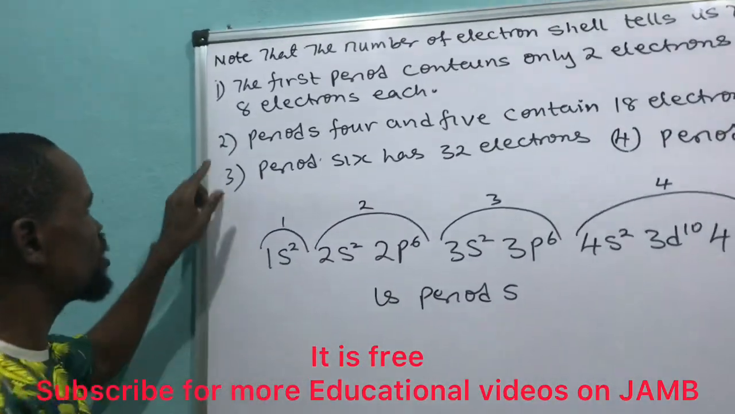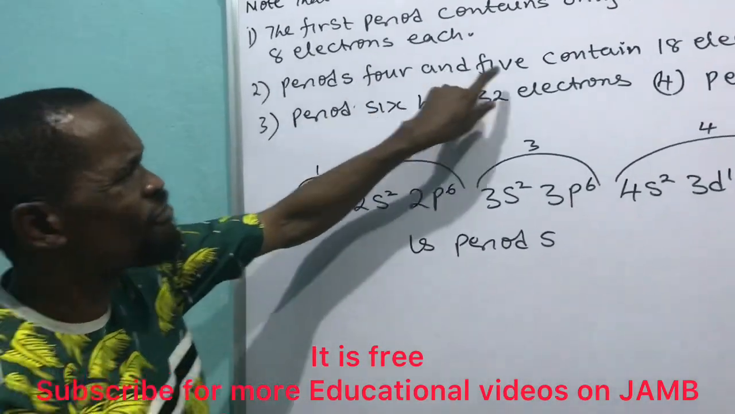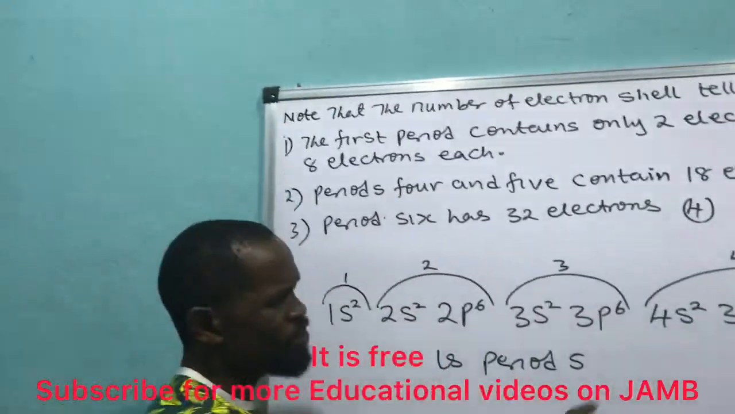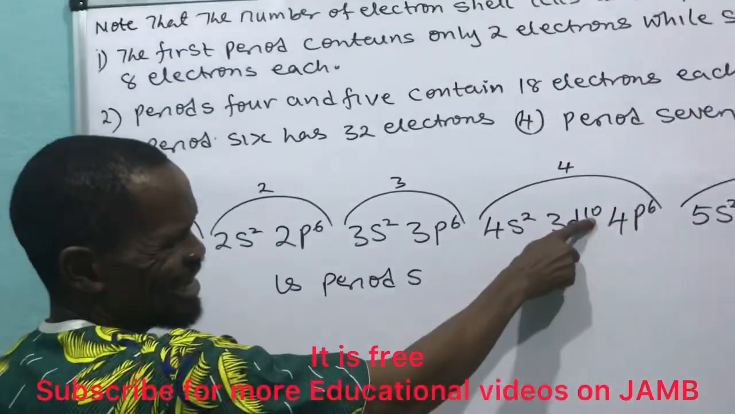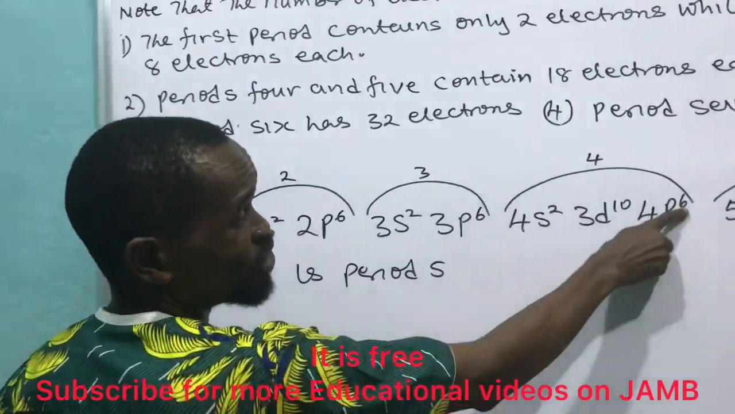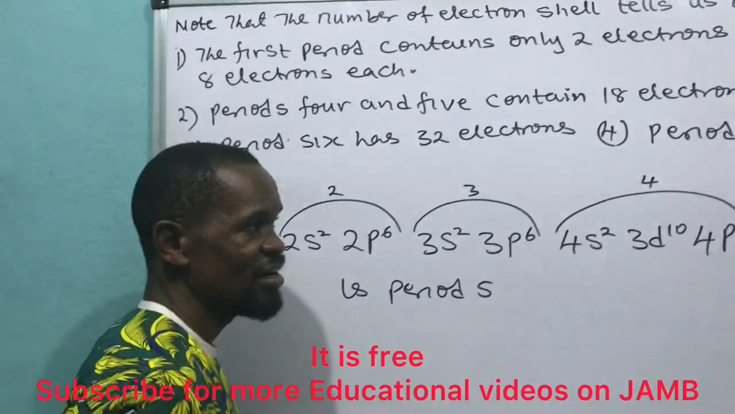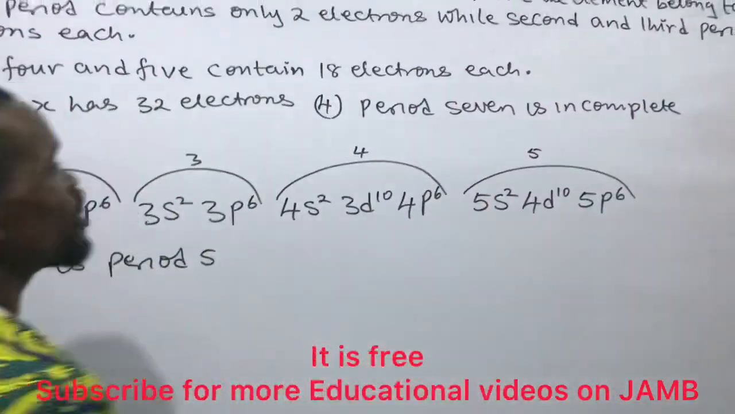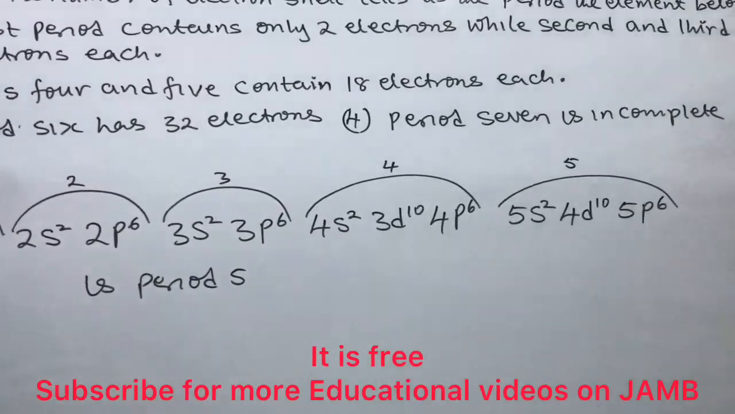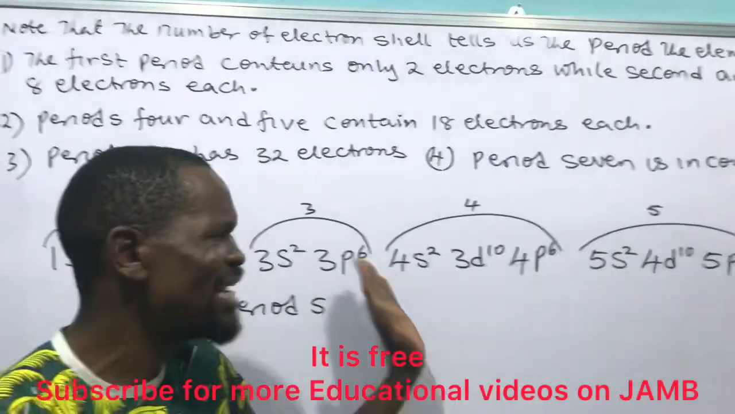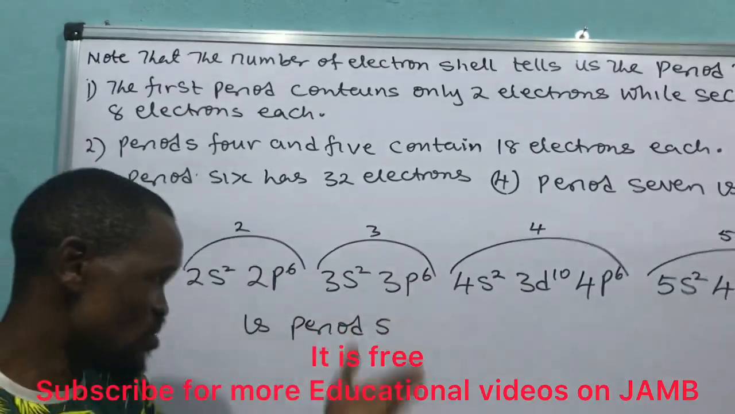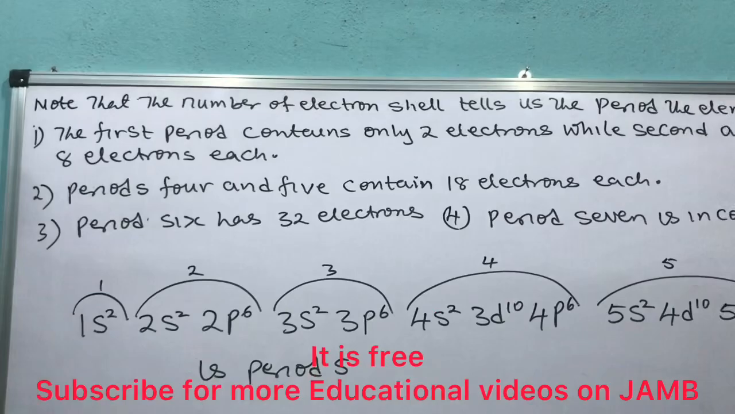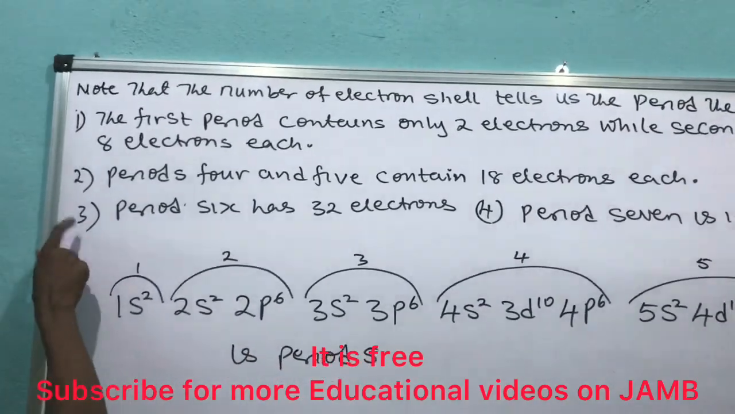Then we come back to number 2. Periods 4 and 5 contain 18 electrons each. Where is my period 4? Look at it: 10 plus 2 is 12, plus 6 gives me 18. Then go to this: 2 plus this, 12 plus this, gives me 18. So we now see that periods 4 and 5 contain 18 electrons, while periods 2 and 3 contain 8 and period 1 contains 2.